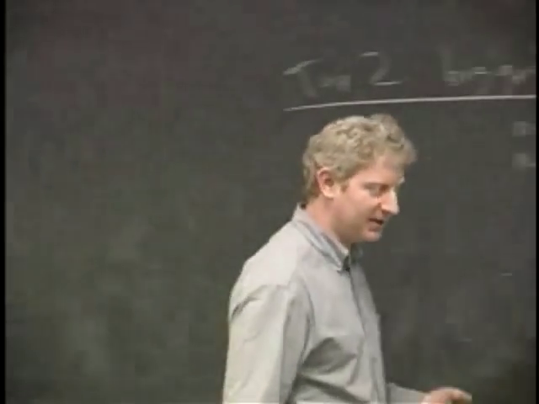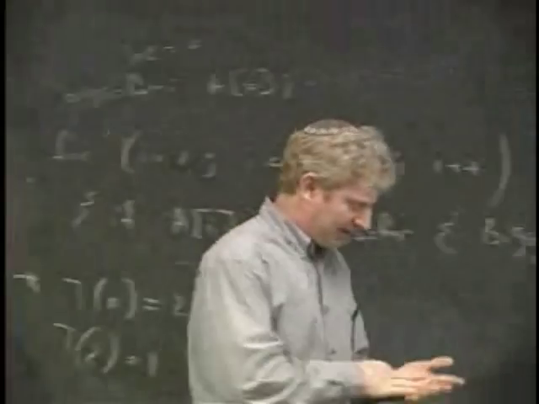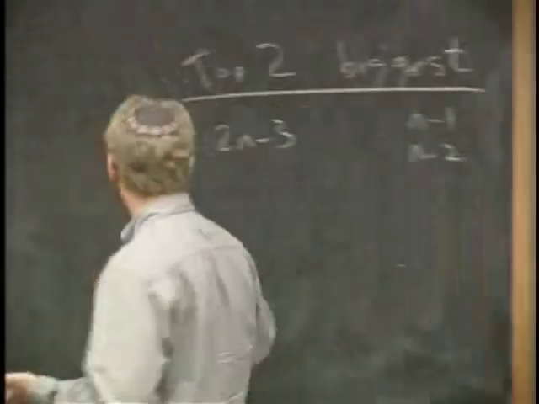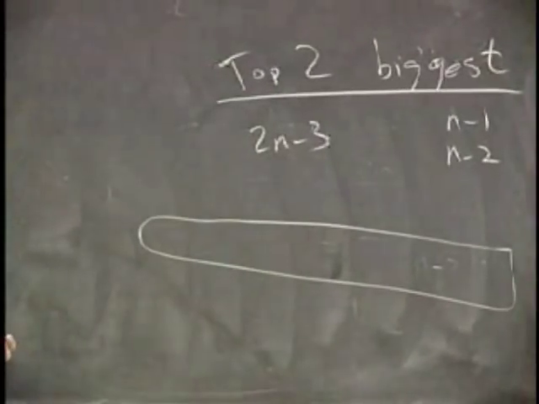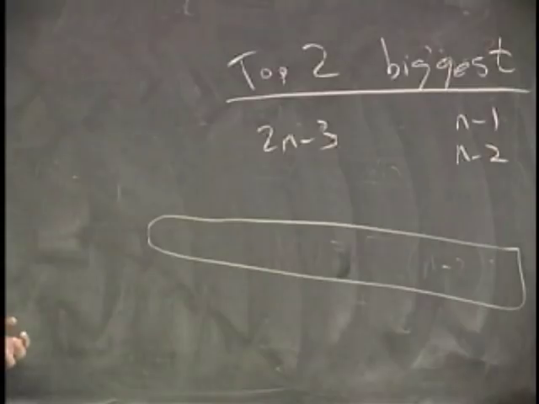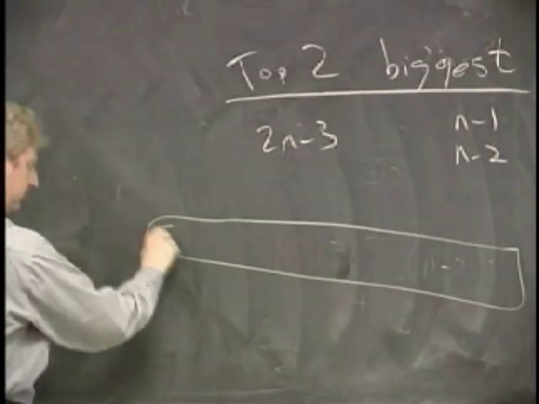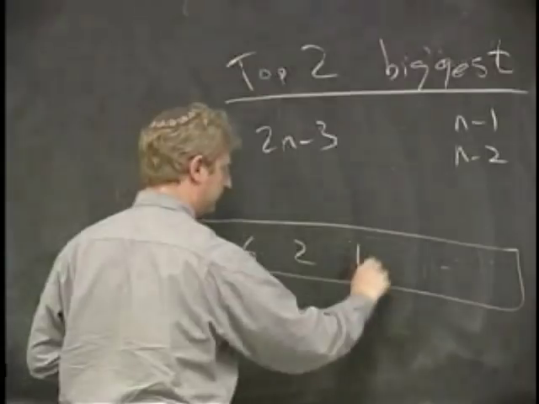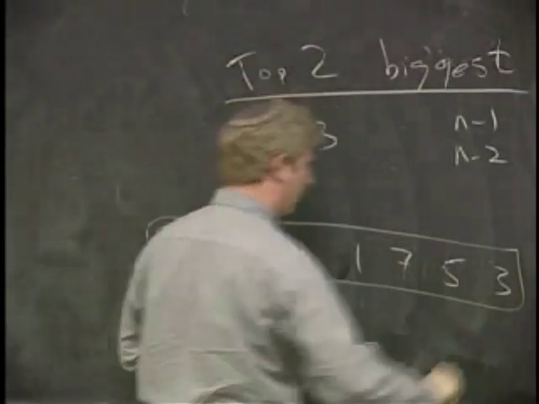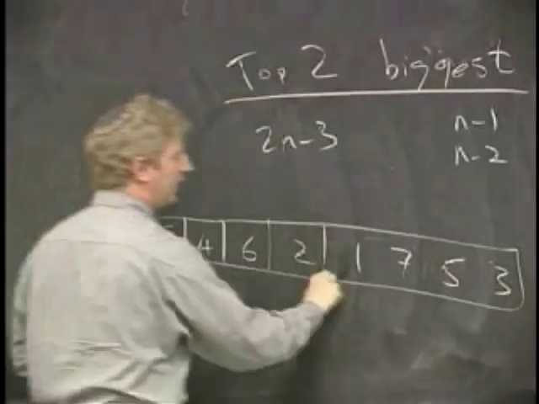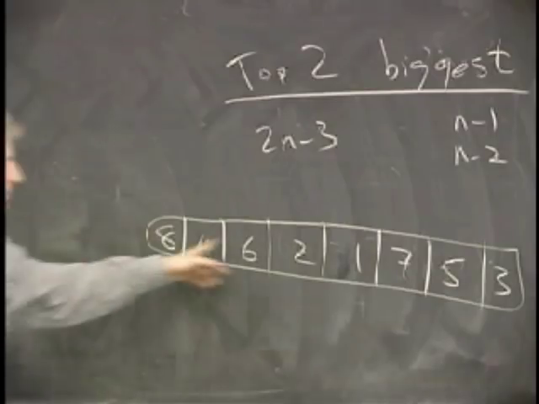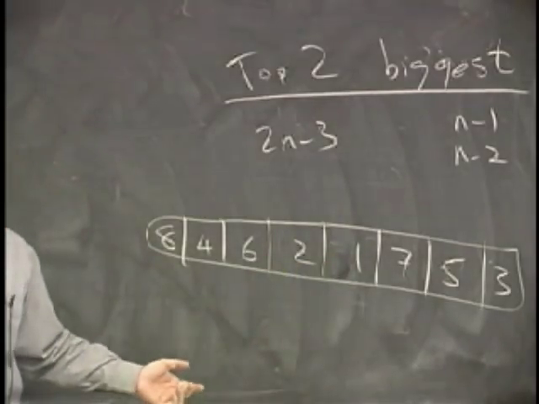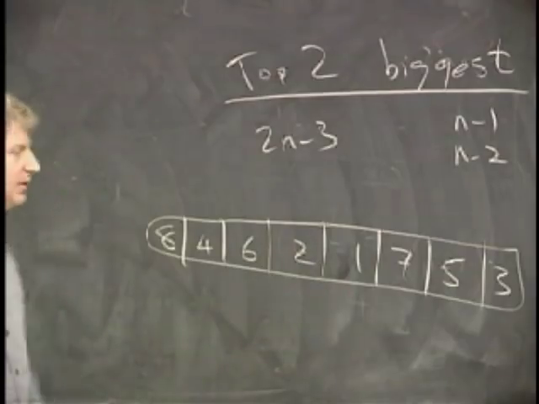Here's another way to do the top two biggest. The analogy to think of is that you're having a tournament. Here are the numbers that you're going to find the top two biggest of. The top two biggest are 8 and 7. But think of this as a tournament where the numbers represent how good somebody is. So that if Mr. 8 plays Mr. 1, Mr. 8 is going to win. Just like you're comparing numbers, but these are players.